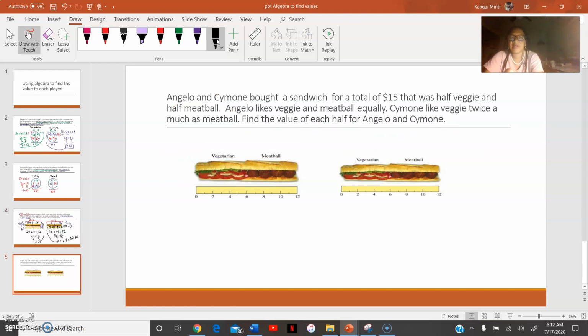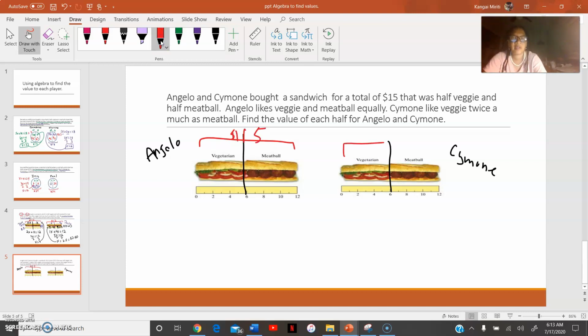Let's give you a moment to think about this one. This one is about Angelo and Simone. I'll let you read it. And I'll get all ready here. We know there's a veggie half and a meatball half. We know that the whole value of each of these sandwiches is $15. Okay, what do we know? Angelo likes veggie and meatball equally, so we know that that's x and x. Or in other words, x plus x equals the whole value of 15.